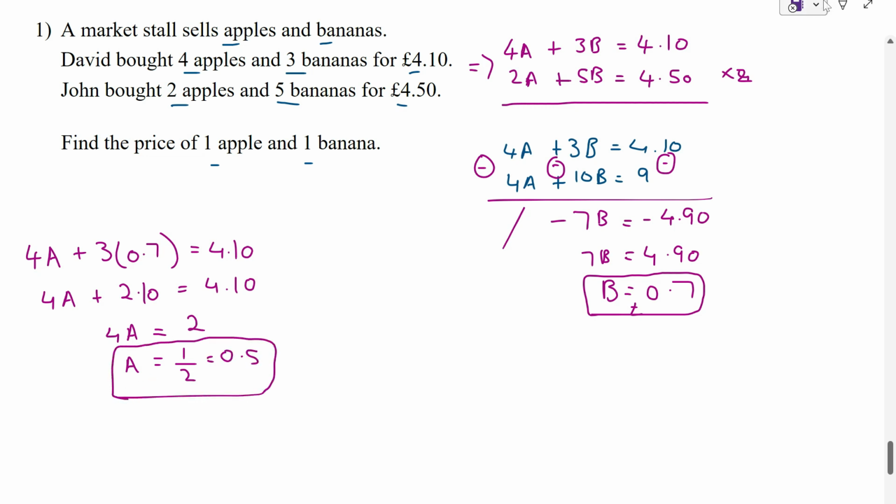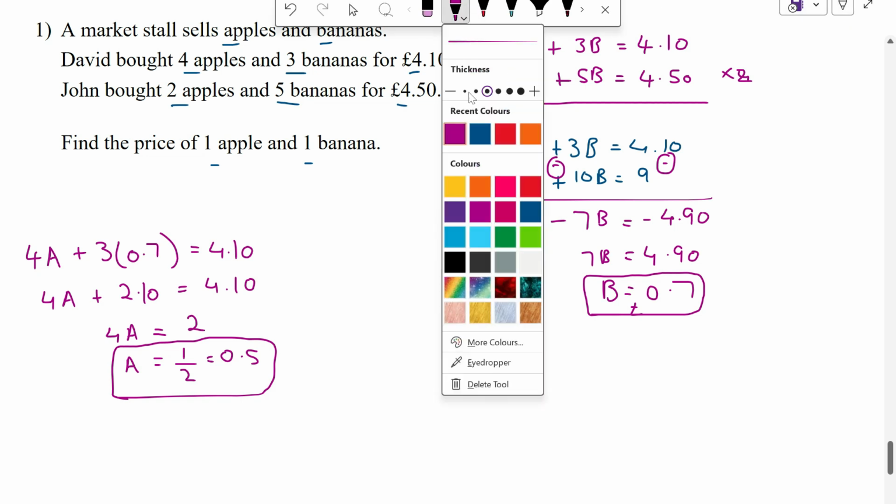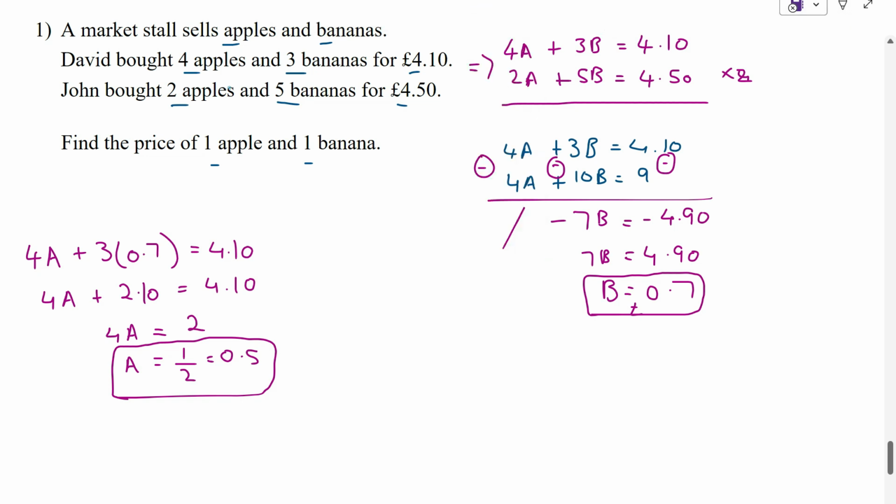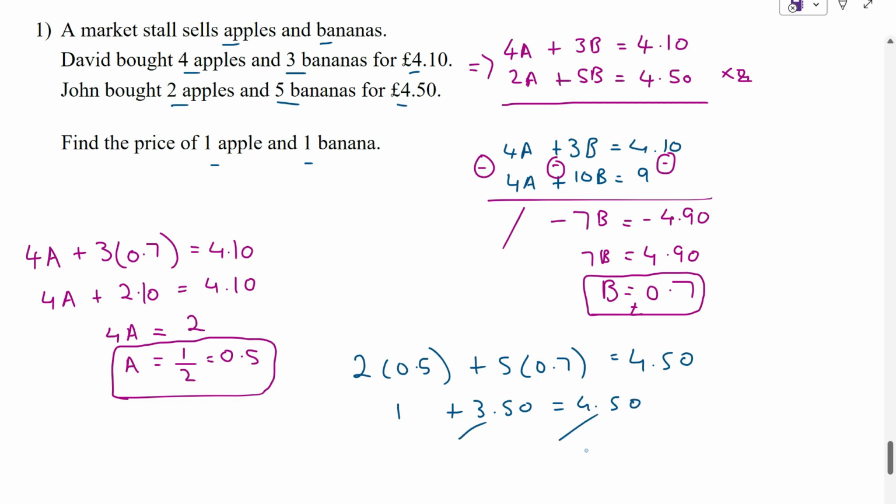Okay, now our final check. Let's just see that these values work in the second equation as well. So 2 multiplied by 50 plus 5 multiplied by 70 should give us 450. 100 plus 350 equals 450.